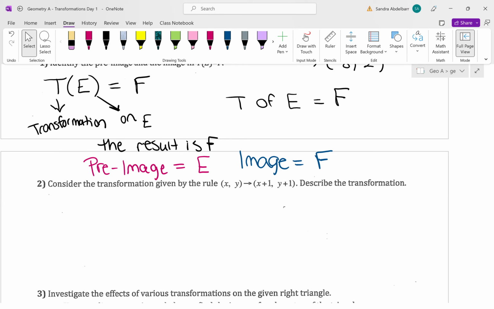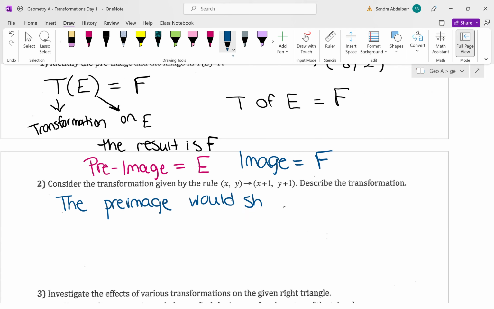So consider the transformation, describe the transformation. We would say the pre-image would shift 1 unit to the right and 1 unit up.